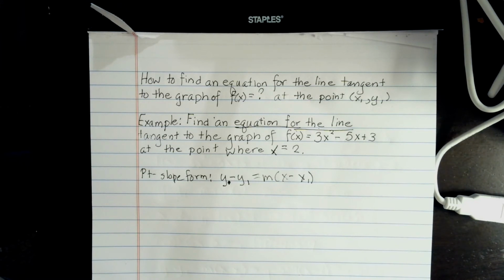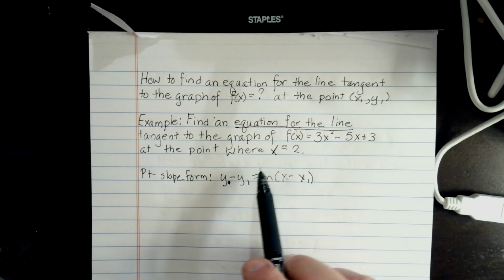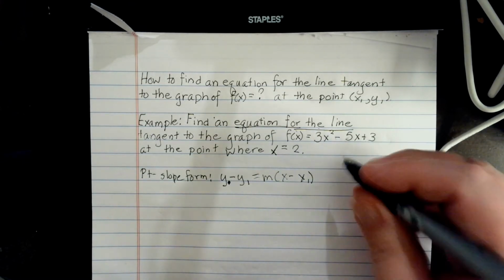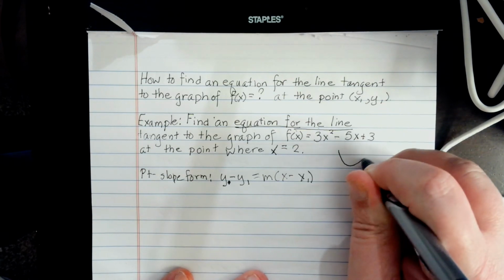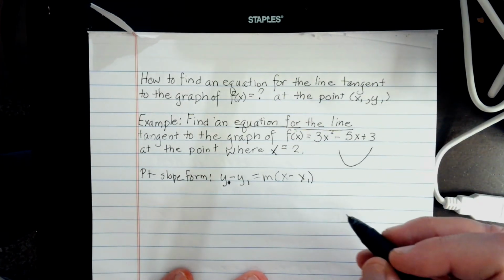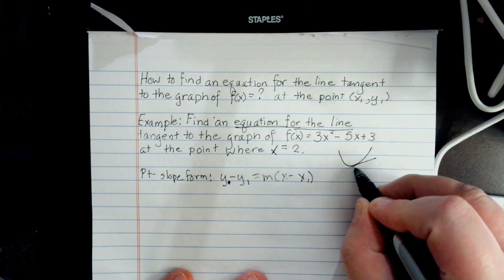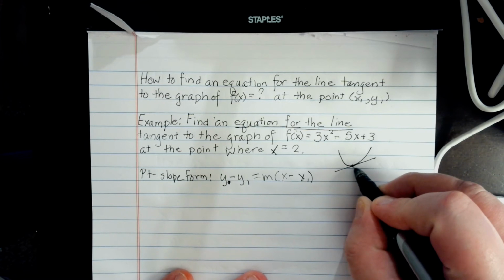Alright, so we're going to need both a point and the slope. Well, the point is not exactly given to us. We're given some information, but not all the information. We want to find an equation of the line tangent to this graph at the point where x equals 2. So at this point of tangency, what's going to happen is, and I'm not saying that this is an exact representation of what's going on, but you're going to have a situation kind of like this.